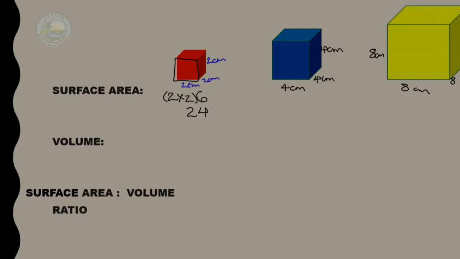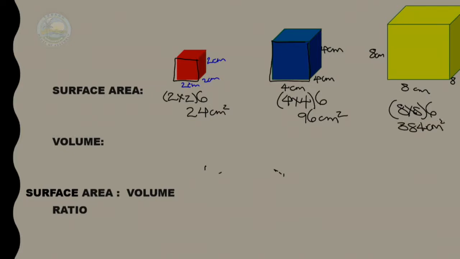Similarly, the surface area for one of the surfaces on the blue cube is 4 by 4. And there are 6 surfaces, so 4 by 4 by 6 will give us a total of 96 centimeters squared, of course. Similarly, it's 8 by 8 multiplied by each 6 surfaces, and we'll get 384 centimeters squared. So that is the total surface area for each of these cubes.